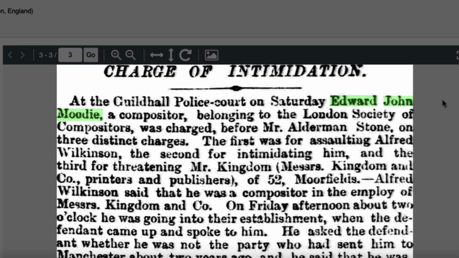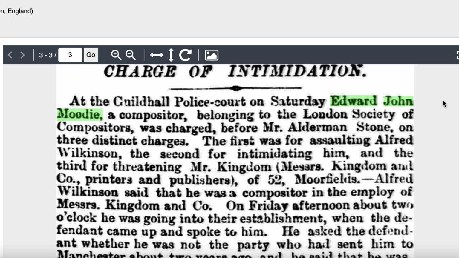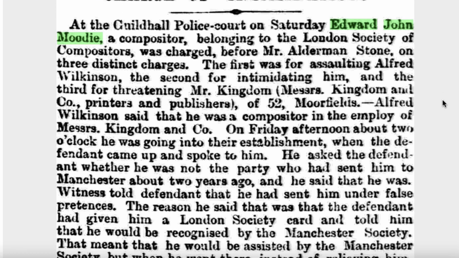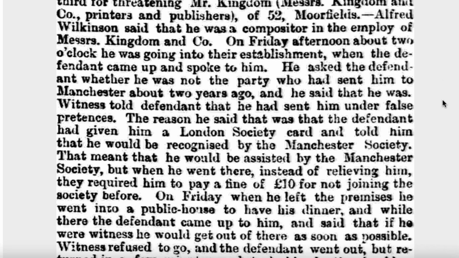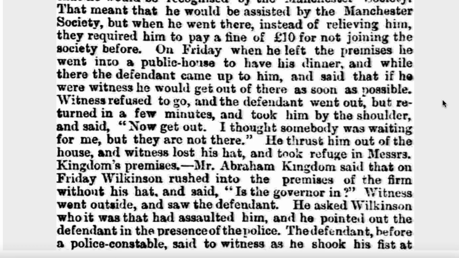At the Guildhall Police Court on Saturday, Edward John Moody, a compositor belonging to the London Society of Compositors, was charged before Mr. Alderman Stone on 3 distinct charges. The first was for assaulting Alfred Wilkinson, the second for intimidating him, and the third for threatening Mr. Kingdom. Now, I'm going to skip down a little bit to get to what was said to have happened. Okay, I'm going to pick up here in the middle to find out what's supposed to have happened.